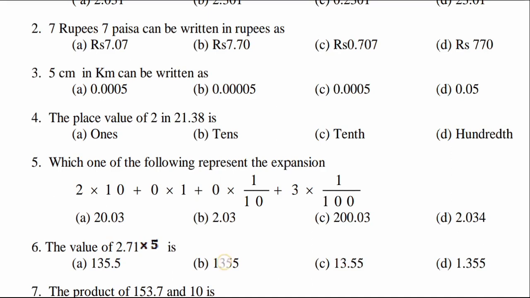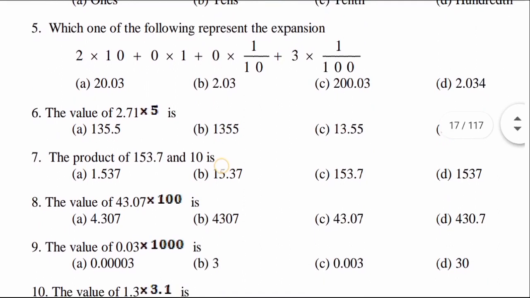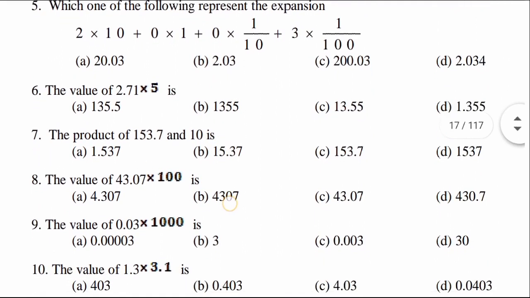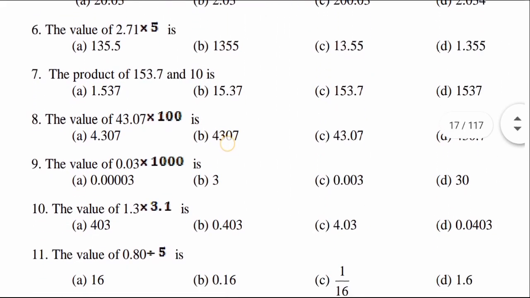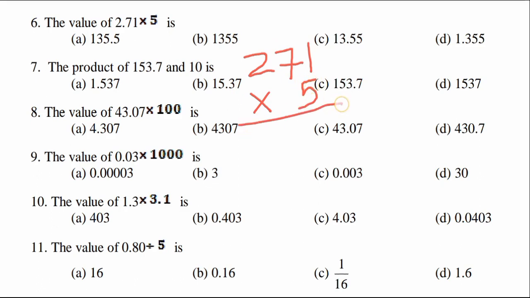Question number 6. The value of 2.71 multiplied by 5 is... Here, first of all, we do multiplication of these numbers without the decimal point. 271 multiplied by 5. 5 ones are 5, 5 sevens are 35, 5 here, 3 carry, 5 twos are 10, 10 plus 3, 13.